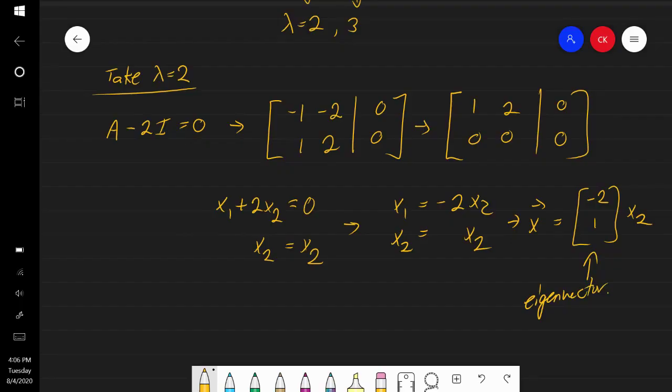And I leave it up to you to solve through for what you get when you take lambda equal 3 and find the associated eigenvector that goes with that eigenvalue.